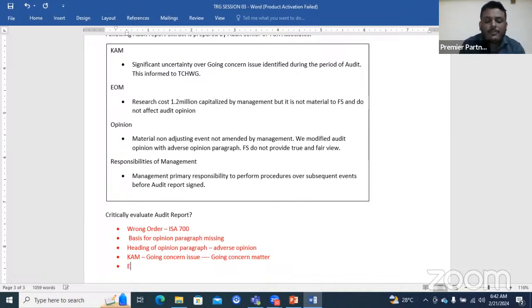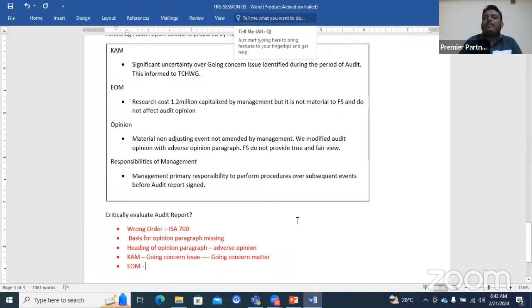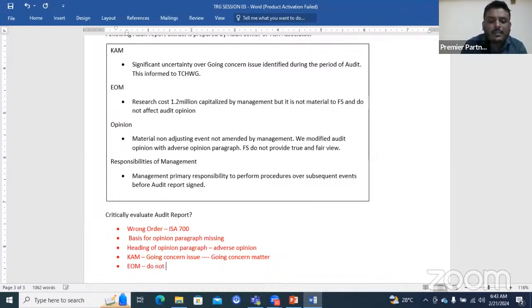The second problem is with the emphasis of matter paragraph. What is the problem in the emphasis of matter paragraph? Research cost is 1.2 million, which is capitalized by management. It is not material to the financial statements and is not affecting the audit opinion. See, research cost capitalized is a misstatement. Yes, it is not material, that's not a problem, but it is a misstatement. Emphasis of matter paragraph does not include any misstatements. You can't include any misstatements under the emphasis of matter paragraph. Then you might ask where to put this. You can put it under the key audit matter paragraph.